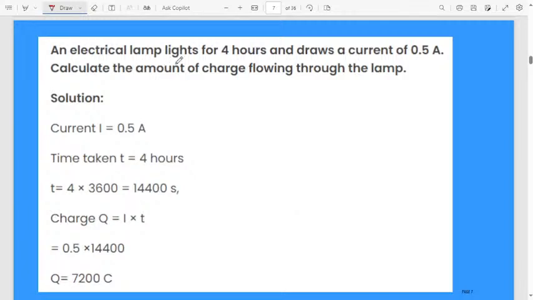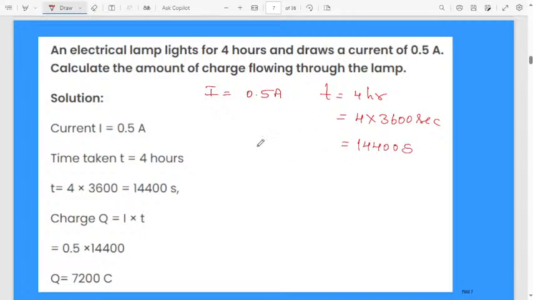An electric lamp lights for 4 hours and draws a current of 0.5 ampere. Calculate the amount of charge flowing through the lamp. What is given? Let us write here. Current is given, 0.5 ampere. Time is given in hours, 4 hours. Better convert this into seconds. 4 into 3600 seconds, you will get 14,400 seconds.